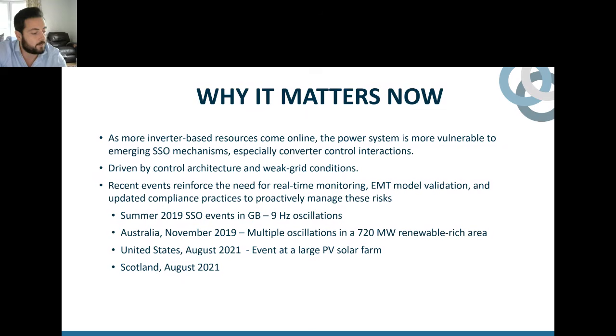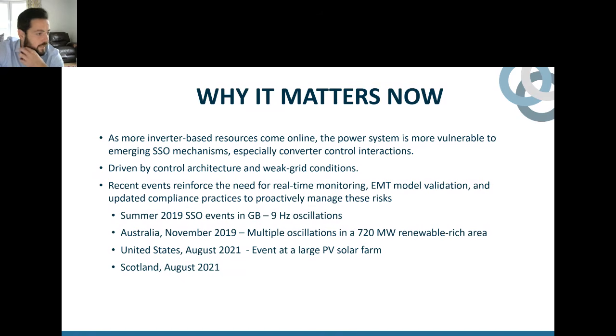So why does it matter now? As more inverter resources come online, especially now in the UK and in the rest of Europe, since we are replacing synchronous machines or fossil fuel power plants with inverter-based resources such as offshore wind turbines, onshore wind turbines, solar panels, etc., the power system is more vulnerable to emerging subsynchronous oscillation mechanisms, especially converter control interactions. So subsynchronous oscillations are not just a legacy issue. They can arise in systems with no series compensation, which was the first issue.